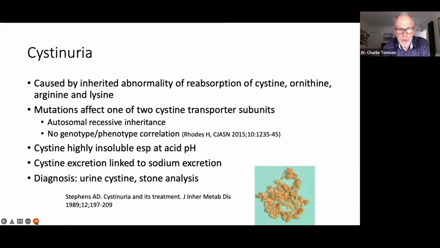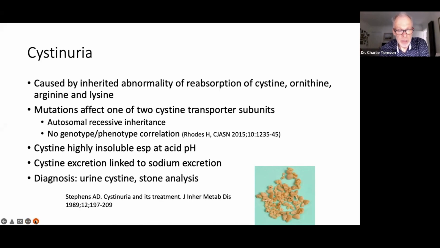And we found no genotype-phenotype correlation at all, which is disappointing and tells us that there's much more to do to understand why people form cystine stones and what their risk factors are. Cystine is highly insoluble, especially at acid pH. Its excretion is linked to sodium excretion, and the diagnosis is made by measuring urine cystine and by stone analysis.